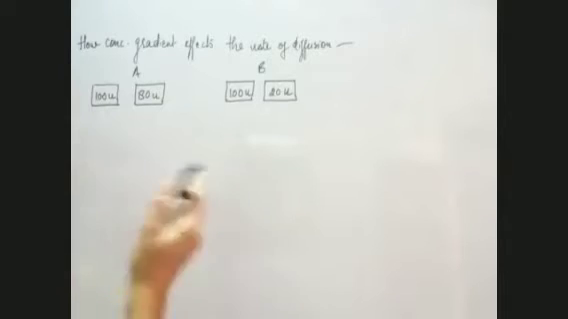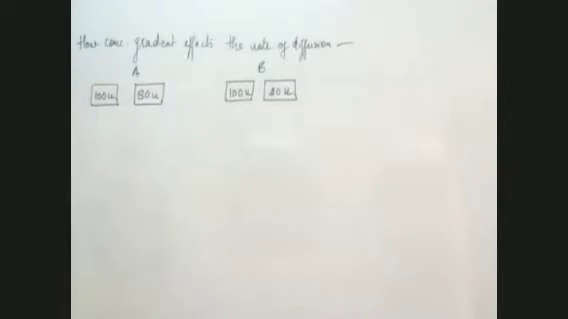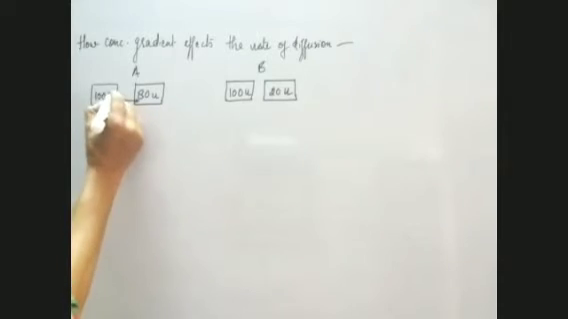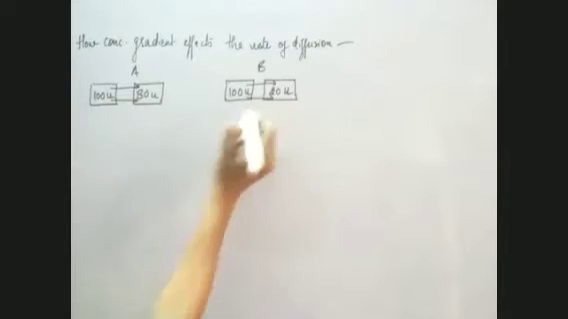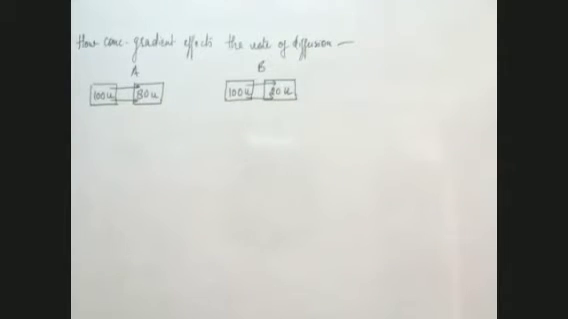So out of the two setups, where do you think the rate of diffusion will be faster, in setup A or setup B? Who's going to tell me this answer? That means from here to here, the diffusion will be faster, or from here to here, the diffusion will be faster. Where will the diffusion be faster, in setup A or in setup B?